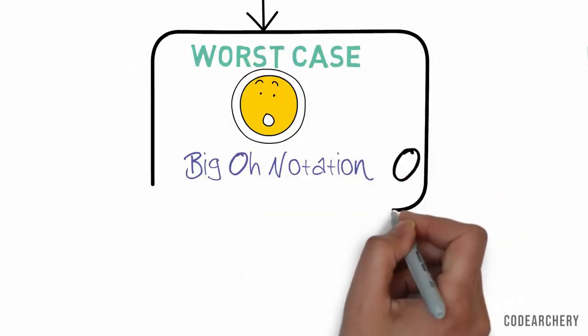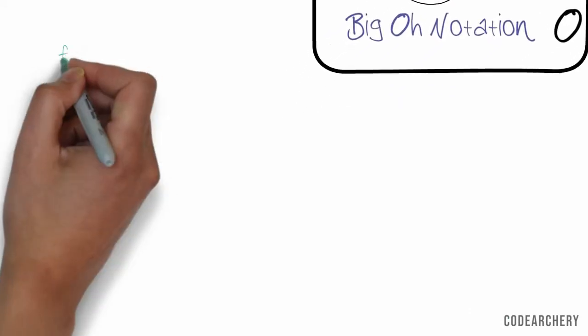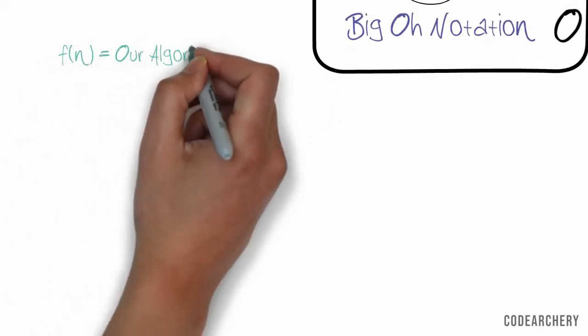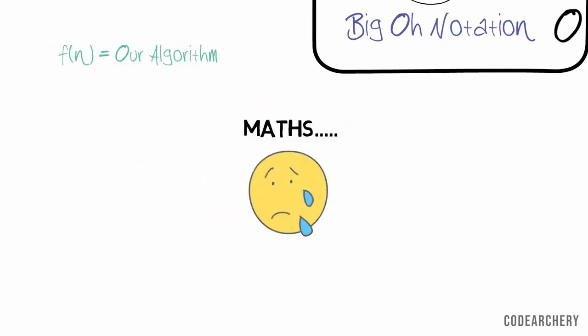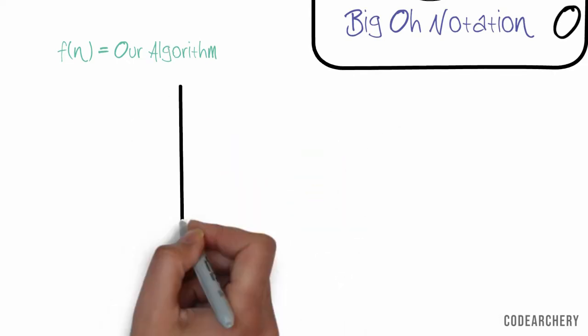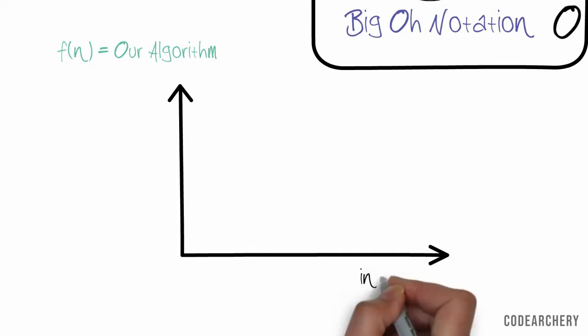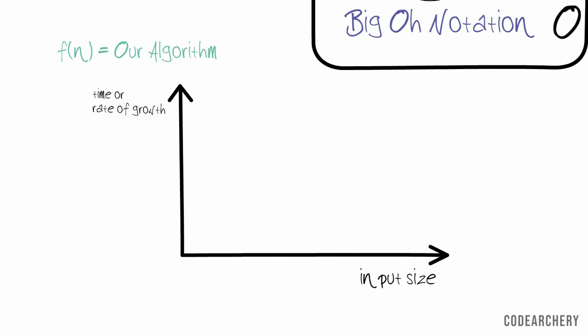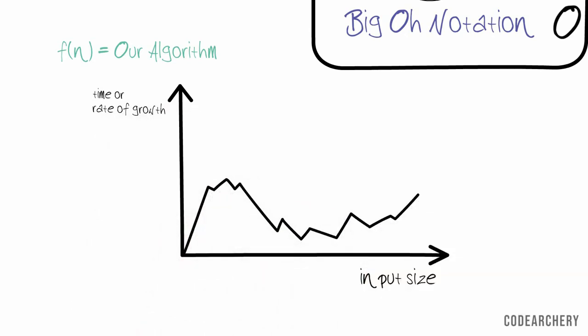So first we'll understand big O notation. Let's say f of n is a function that represents our algorithm. Okay guys, please don't worry about maths part. It is very easy, just stay with me. Let's plot a graph for our function. X-axis represents the input size for our algorithm and y-axis represents the rate of growth. Let's say this is the graph of our function f of n.